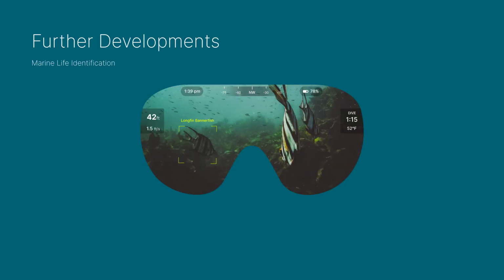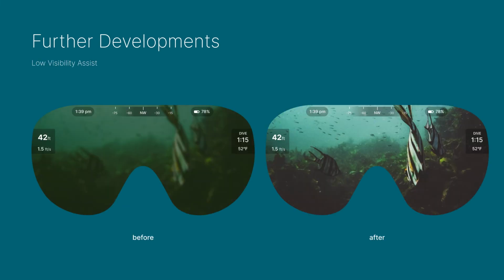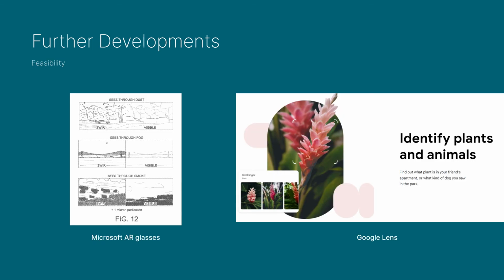The capabilities of an AR dive mask can lead to some really cool inventions, such as marine life identification or low visibility assistance, creating a way safer experience while diving. The feasibility of these features actually being developed could be closer than we think, as Microsoft is developing AR capabilities of seeing through smoke, fog, and dust, and Google has already created a way to identify plants and animals through AI.